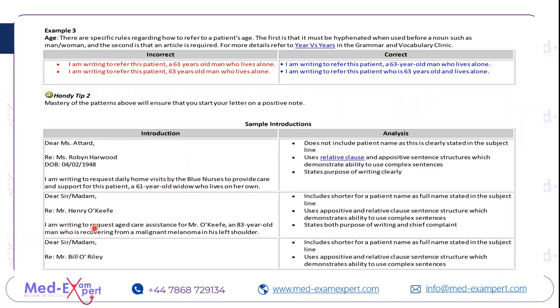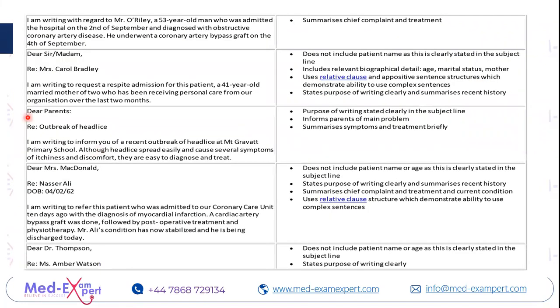In the second one: "I'm writing to request aged care assistance for Mr. So-and-so, who is recovering from malignant melanoma in his left shoulder." So a major complaint, a major problem here. And what do I want? I want this. So complaint and your purpose of writing, both should be included in the introduction. "I'm writing to request a respite admission for this patient, a 41-year-old married mother of two who has been receiving personal care from our organization over the last 2 months." So I'm writing to request what? The admission of this patient. I want that person to admit this patient.